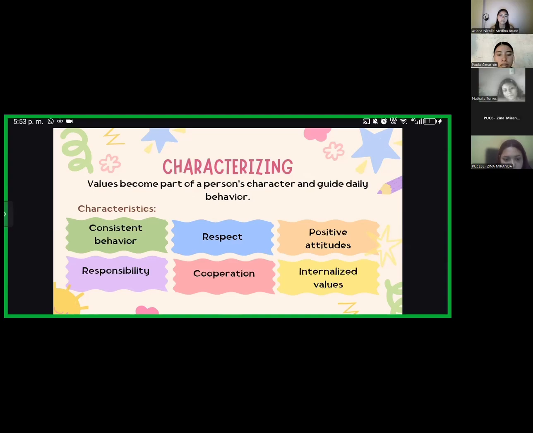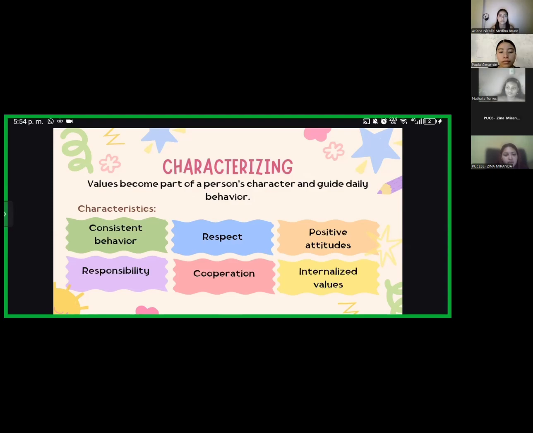For young English learners, this level is specifically important because learning a language also involves developing confidence, respect for others, and the ability to communicate in a positive learning environment.